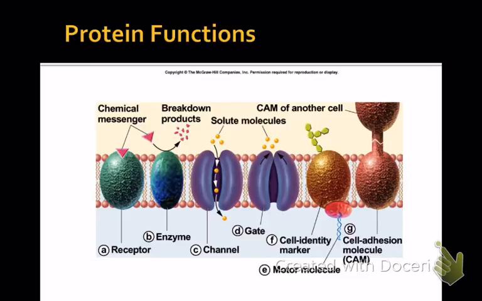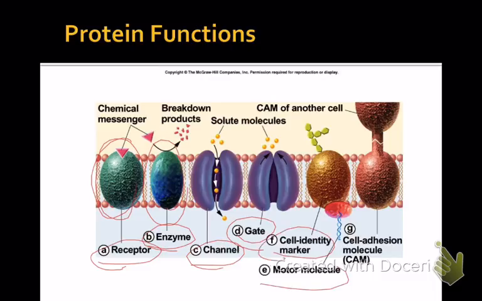You've got some transmembrane proteins here, and they have a variety of functions. So you see the labels across the bottom: receptor, enzyme, channel, gate, cell identity marker, motor molecule, and cell adhesion molecule. Does everybody see that list? Okay. So you need to be familiar with these so that you can explain what's going to happen with a cell in terms of which protein's going to do what.